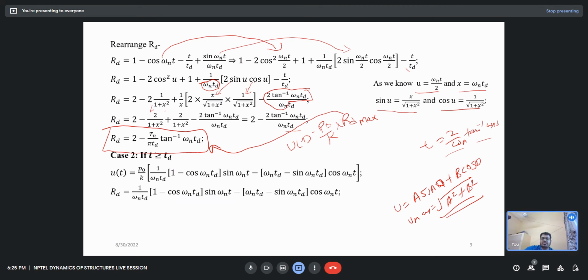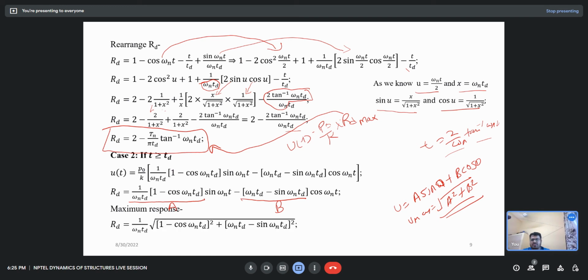So your RD would be this, and let us suppose this is your constant a, and this is your constant b. So what would be your maximum? The maximum response will be this, with omega t outside, and that will become your maximum response. Okay, so this is part 2. Part 1 and part 2 are finished.